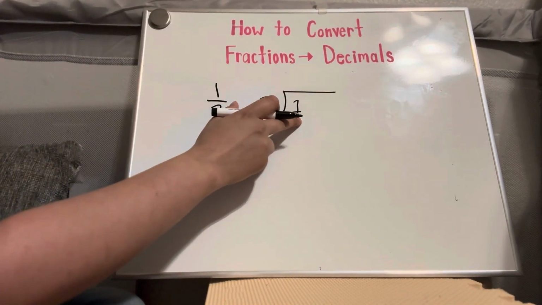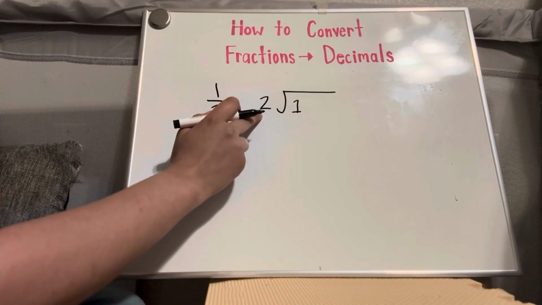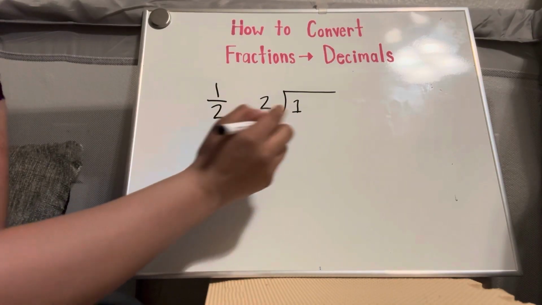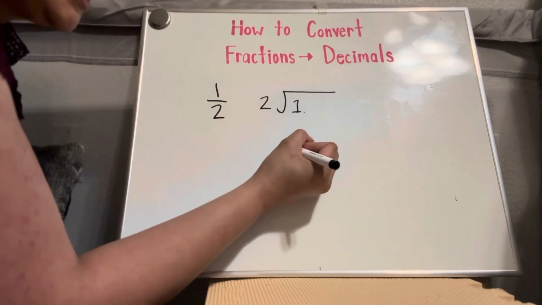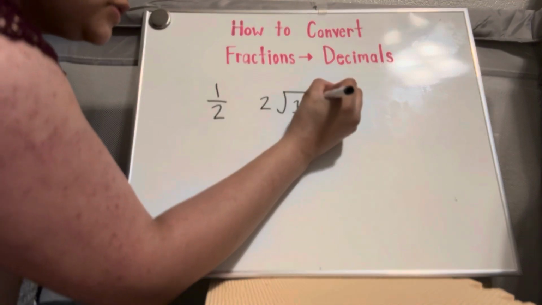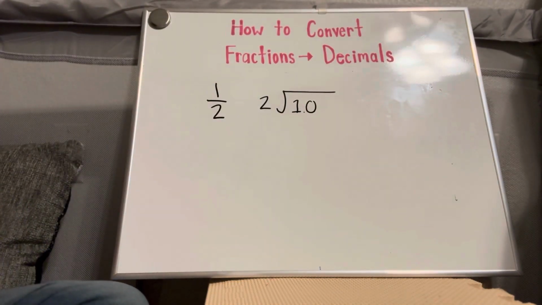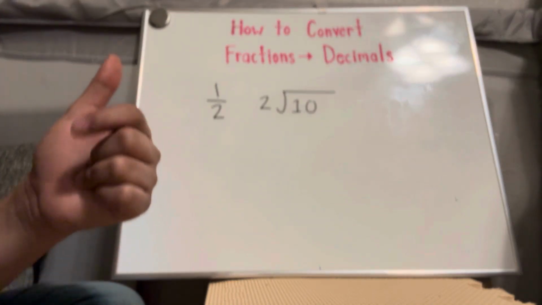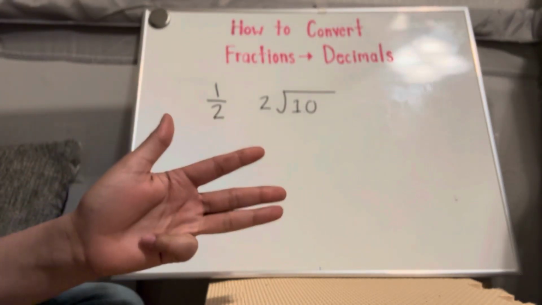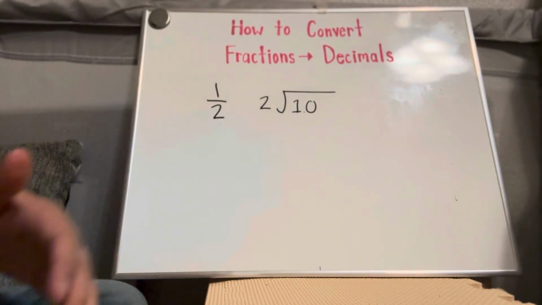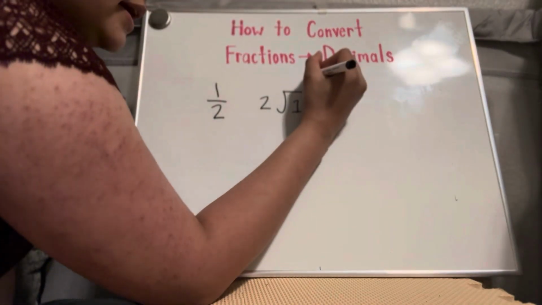2's knocking, but he can't get in because 2 can't go into 1. So what are we going to do? Our imaginary decimal point and our imaginary 0. So we have a 10. How many times does 2 go into 10? Well, 2, 4, 6, 8, 10. We're going to put our 5 at the top.